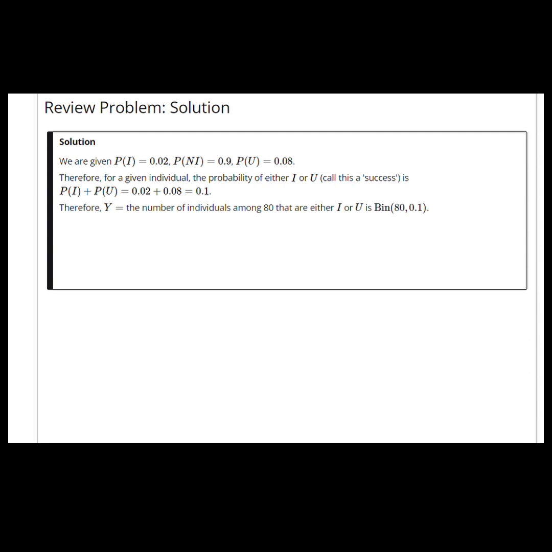We're asked for the probability y is greater than or equal to 20. We can get this by simply adding up the probabilities using the binomial probability function, the sum from x equals 20 to 80 of 80 choose x, 0.1 to the power x, 0.9 to the power 80 minus x. Numerically, this is somewhere around 10 to the minus 4.